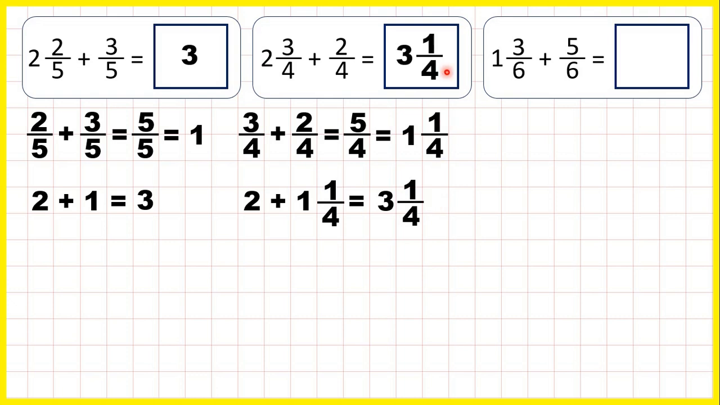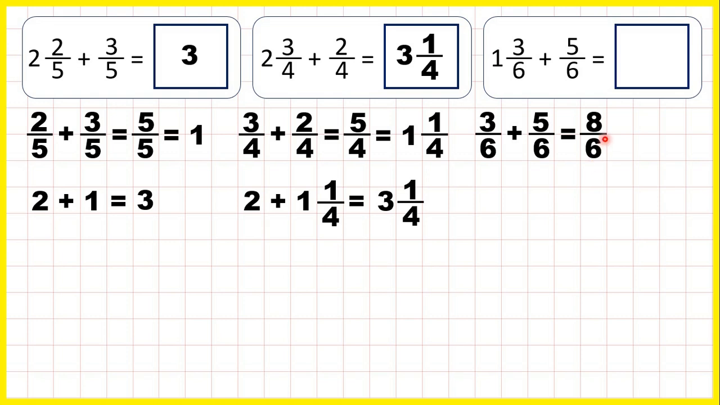Now 1 3/6 plus 5/6. So again, let's start by adding the fractions together. We have a common denominator, so the denominator always stays the same in the answer, and 3 plus 5 is 8. So we have 8/6.